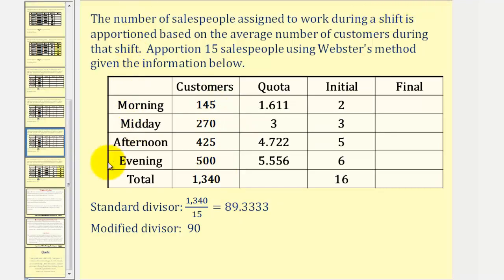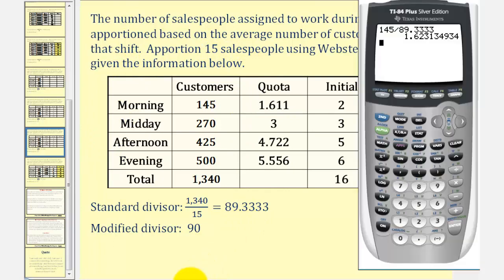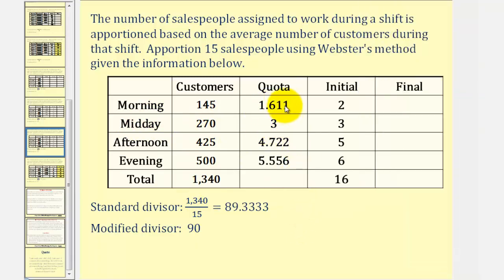So again, let's go ahead and check at least one of these quotas. For the morning shift, we would have 145 divided by 90, giving us our quota of approximately 1.611. Notice for the midday shift, 270 divided by 90 would be exactly 3. Let's go ahead and round these to the nearest whole number. So this would round to 2, this stays at 3, this would round to 5, this would round to 6.